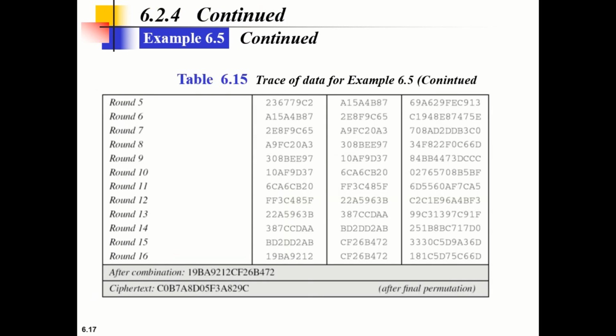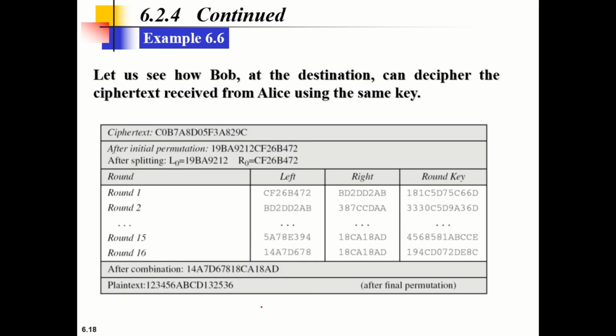In total we'll be having these 16 rounds. After all the operations, the final permutation and all other operations, we get this ciphertext. This is after the final permutation, which is the last step of the DES structure. So this is the encryption part.